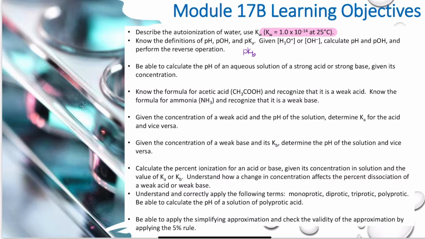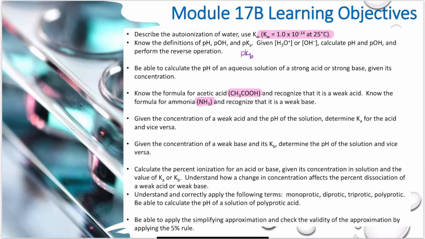You absolutely need to know the formula for acetic acid and recognize that it is a weak acid. Know the formula for ammonia and recognize that it is a weak base. And although I do not specifically require you to memorize this, you're going to get this from a lot of practice. You're going to see it constantly. And so it's honestly easier if you just can remember.